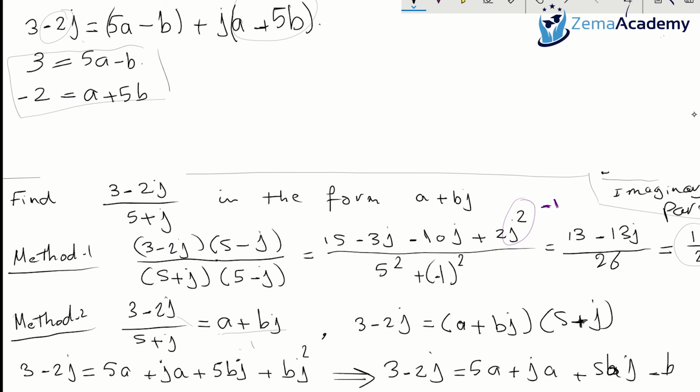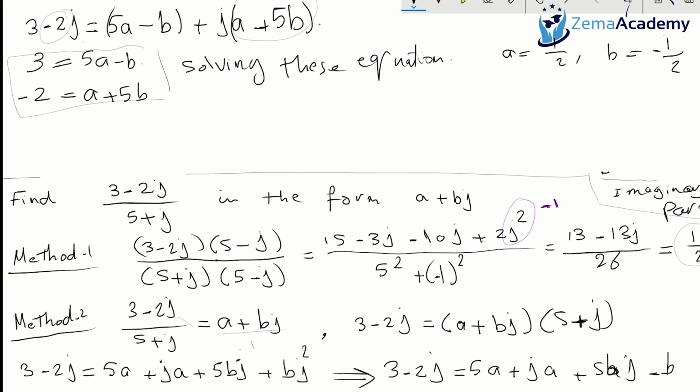I will not carry on solving these equations, but you end up with a equals 1 over 2 and b equals minus 1 over 2, which is exactly what we found from method 1. So your (3 minus 2j) over (5 plus j) will be equal to a plus bj, which is 1 over 2 minus 1 over 2j. And that's the solution.